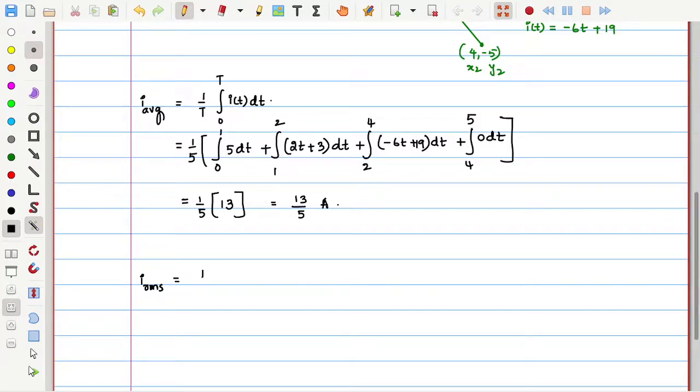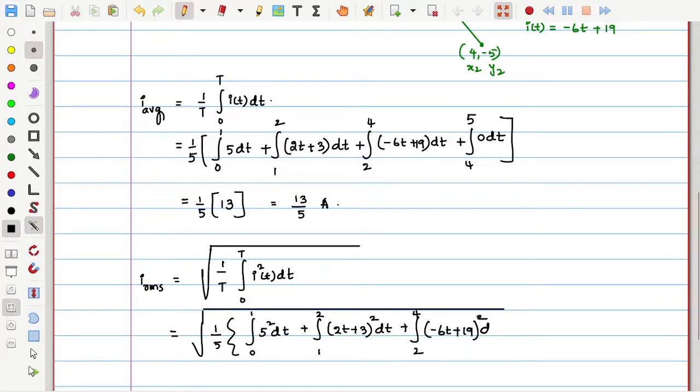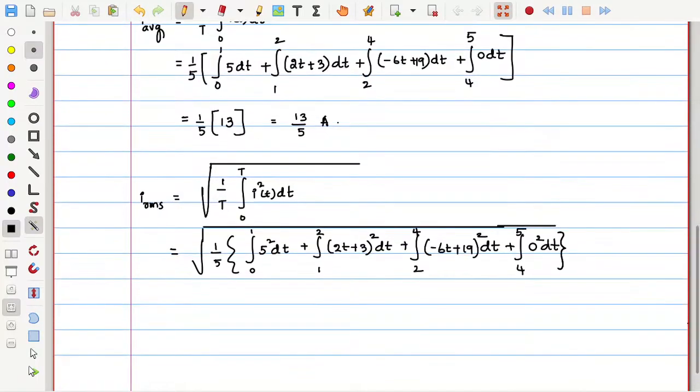So I'll write once again. Square root of 1 by T integral over 0 to T of i square of t dt. Now what we do is square root of 1 by 5, integral over 0 to 1 5t square dt, plus 1 to 2 2t plus 3 whole square dt, plus 2 to 4 minus 6t plus 19 square dt, plus, let me write the 0 part also, 4 to 5 0 square dt.